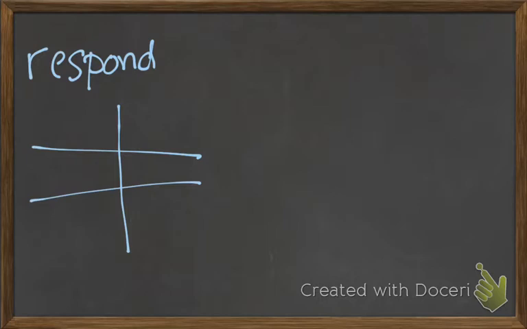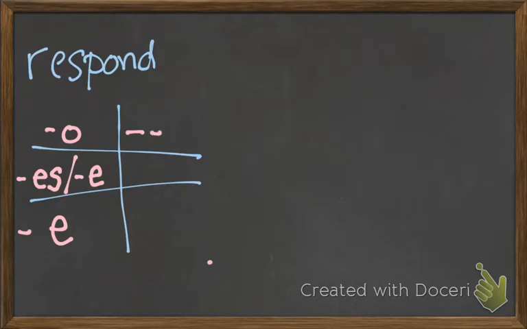So one person talking is respondo. If you're talking to a friend, tú respondes. Usted responde. Él and ella responde. Nosotros, nosotras respondemos. Ustedes responden. And ellos and ellas responden.